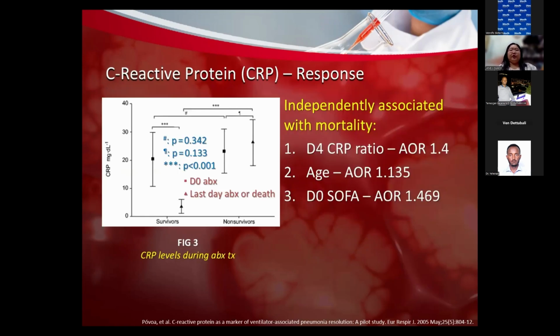So figure 3 showed at the end of antibiotic therapy, the CRP concentration of survivors was 3.5, whereas in non-survivors, it was elevated at 26.2. So only three variables are independently associated with mortality, such as day 4 CRP ratio, age, and day 0 SOFA.